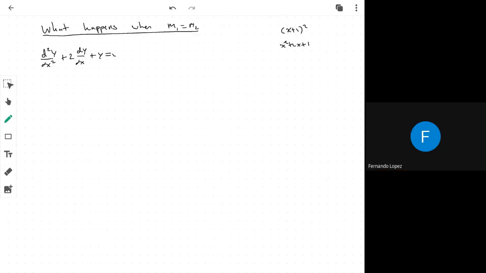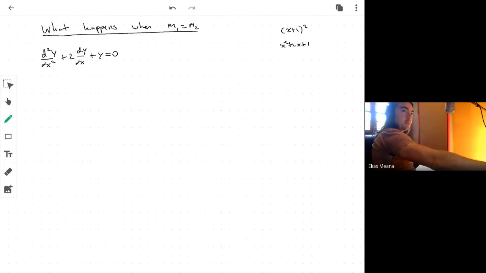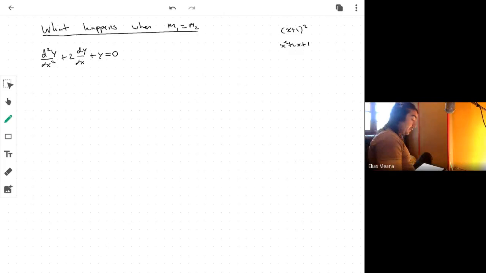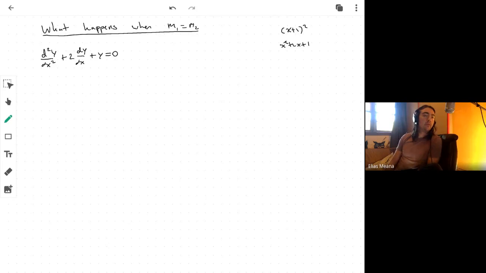y equals 0. Yes? Could M1 and M2 be complex numbers, if they're the same? No, because they have to be complex conjugates of each other. Oh, yeah, that's true. So no, they couldn't. That's a good point, right? So no matter what happens here, M is going to be real. That's a good observation.